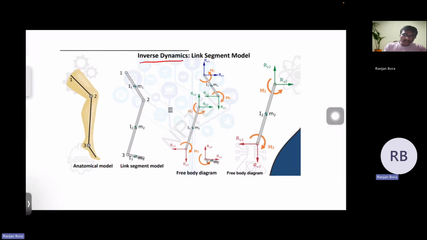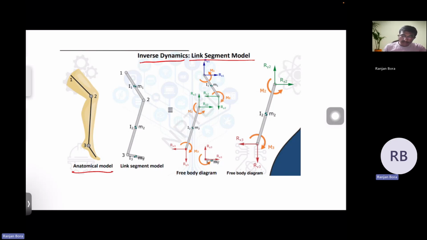So in inverse dynamics, there is the link segment model, in which we represent an anatomical model using links. Each bone is represented using one link. Here, the foot is represented using link 3, the tibia using link 2, and the femur using link 1. Next, these links are separated at the joints where they are connected. So here we can see that at the ankle joint, these two links are separated.